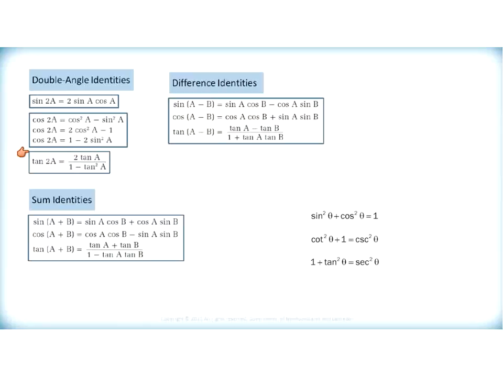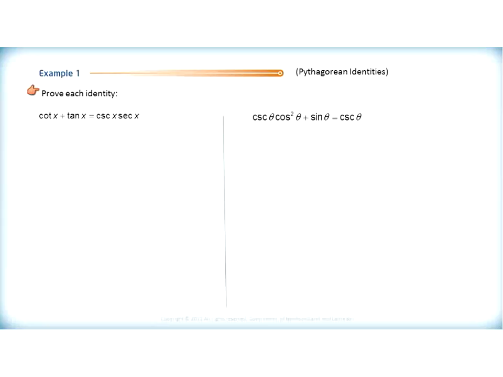Here are your formulas again, your double angle identities, your difference identities, your sum identities, and your Pythagorean identities. Again, all of these are going to be given to you on your public exams, so you don't have to worry too much about memorizing these. Let's jump right into a couple of examples here. The first couple of examples that I will do involve the Pythagorean identities, so let's do these fairly quickly.